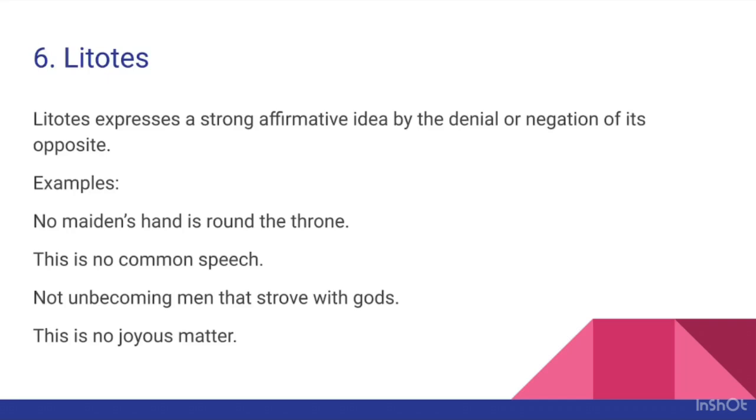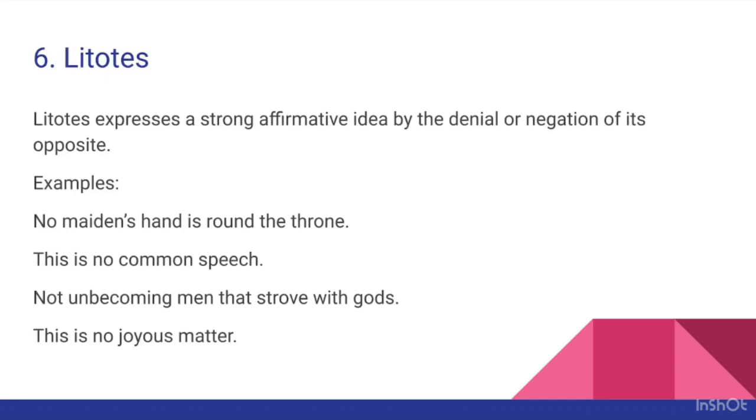Second example, this is no common speech. So, instead of saying this is uncommon speech, the writer has said this is no common speech. Okay, so the writer is expressing a strong affirmative idea that this is uncommon speech. But how is he expressing that idea? By the denial or negation of its opposite, no common speech. Achha. Next example, not unbecoming men that strove with gods means becoming men that strove with gods. This is no joyous matter means this is a sad matter.